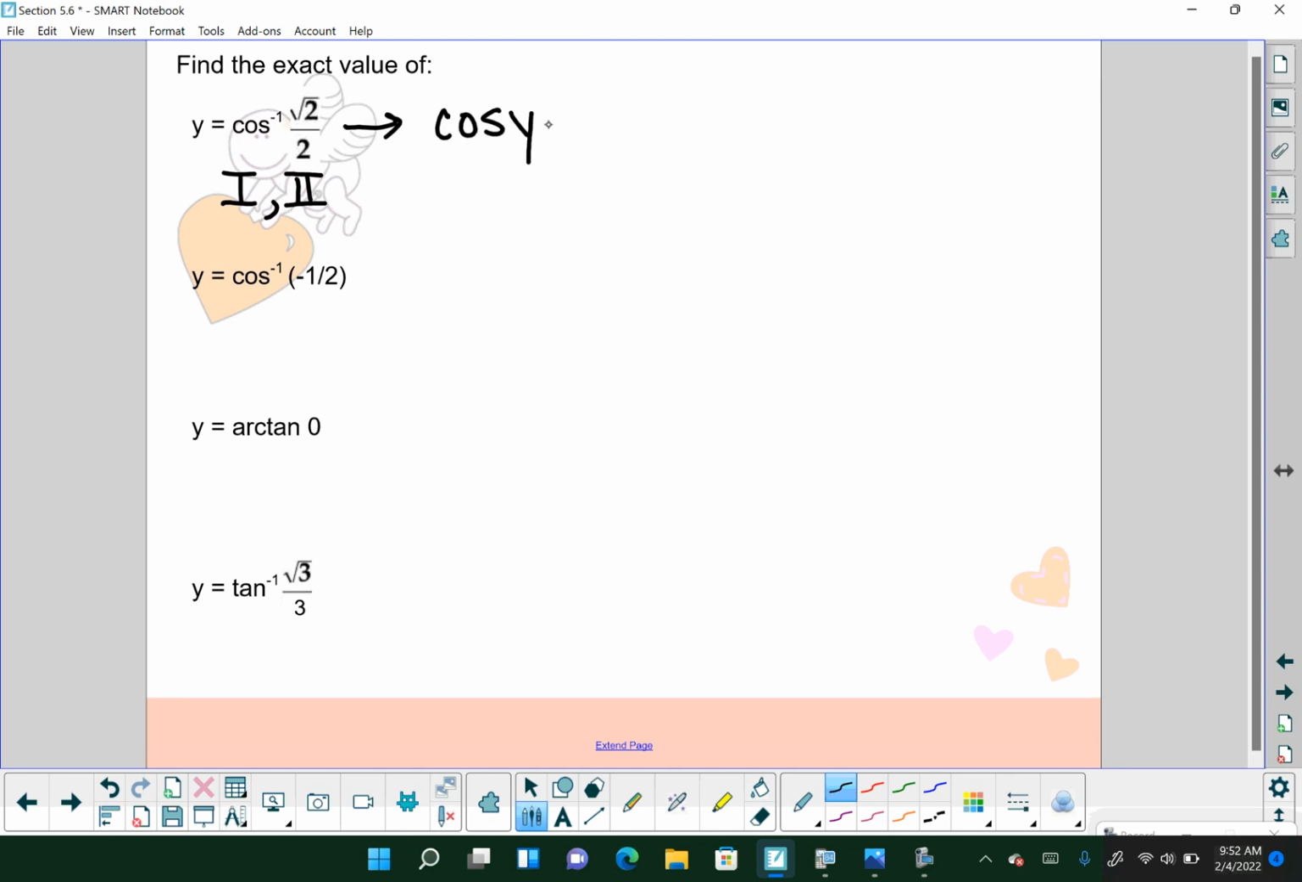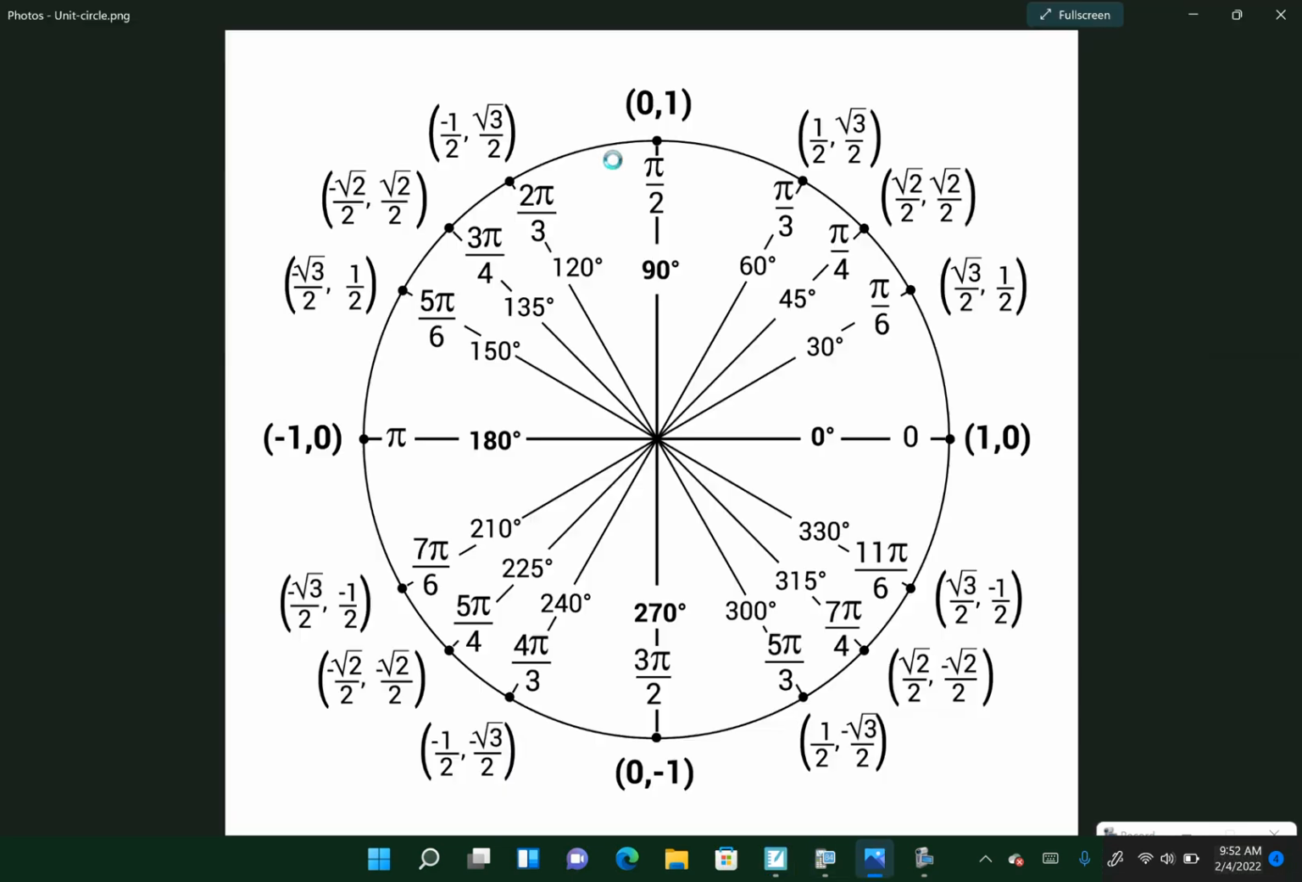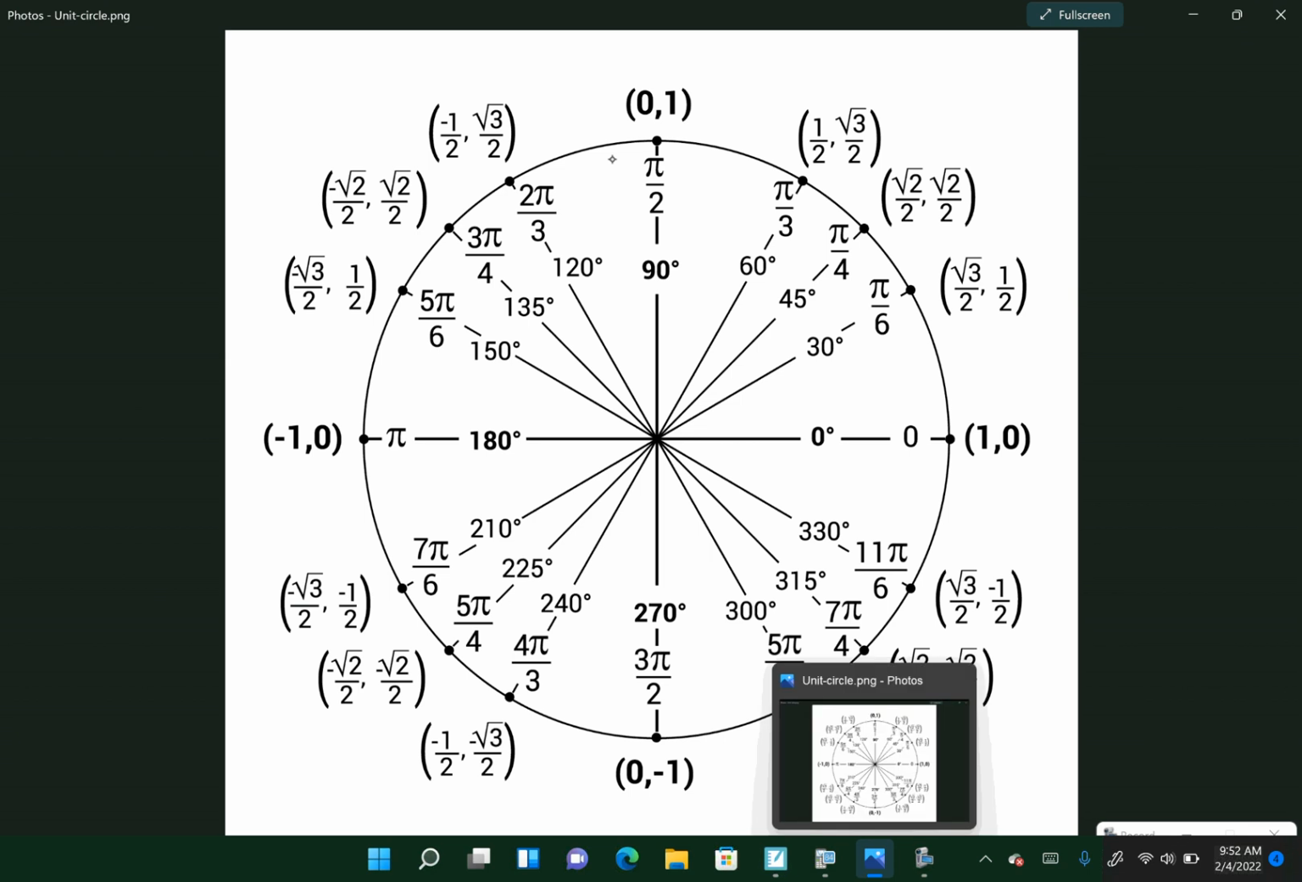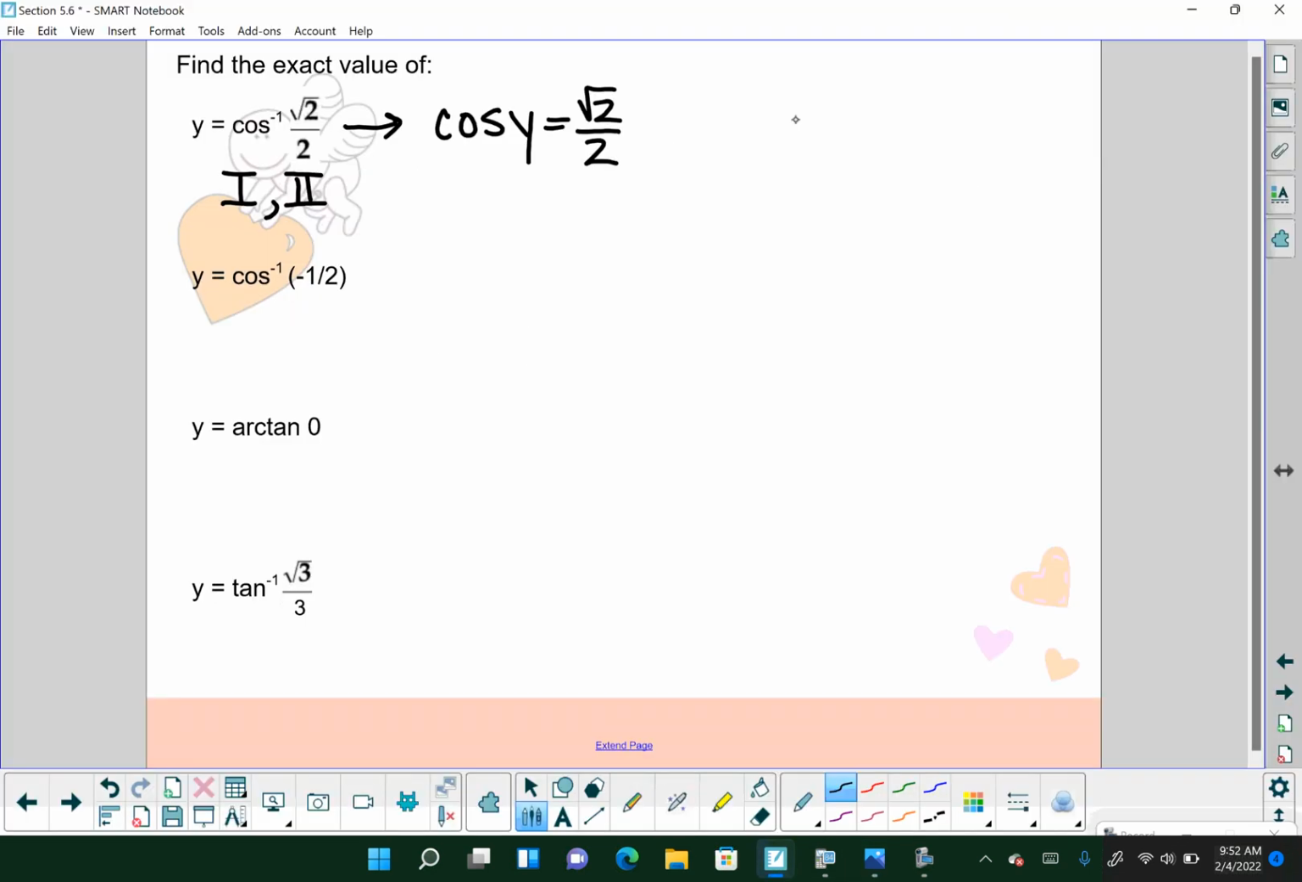Cosine of y is rad 2 over 2. All right, and cosine is our x-coordinates on our unit circle. Let's look at the top half. We're looking for an x-coordinate that is rad 2 over 2, and that's at pi over 4 or 45 degrees. We're in quadrant 1, so there's no need to adjust our answers. That's it, pi over 4 or 45 degrees.